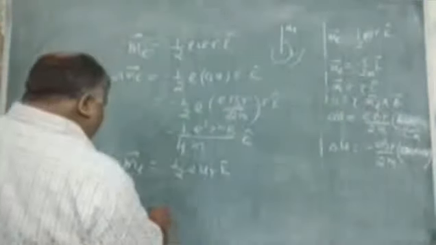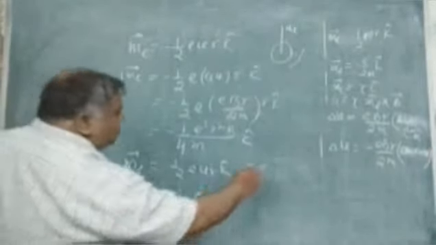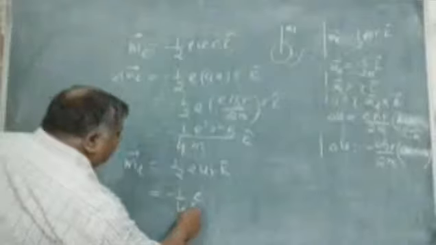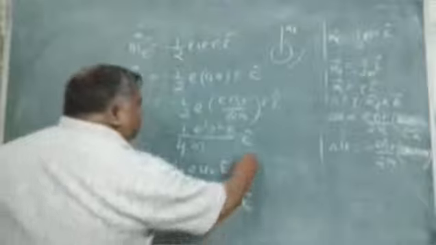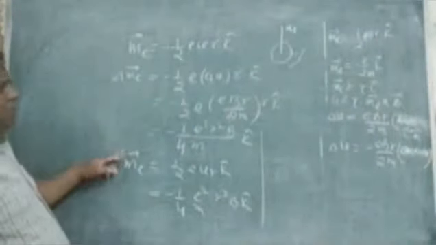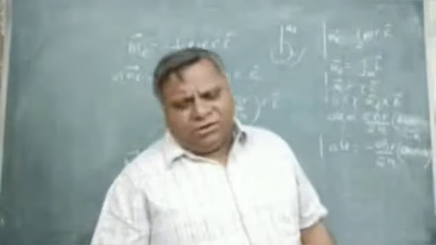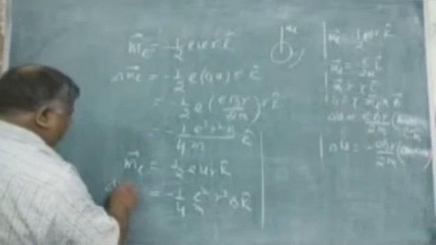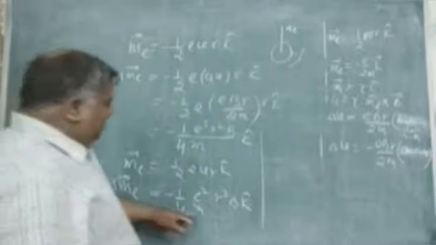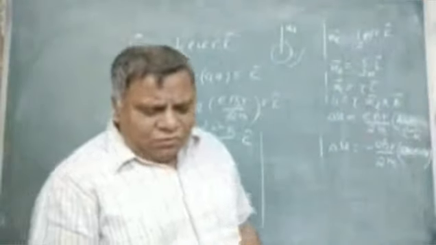So again, we have change due to this negative sign, 4m E square R square dB K cap. In both the situations, whether electron is moving clockwise or anti-clockwise, the change in magnetic moment is opposite to the magnetic field.